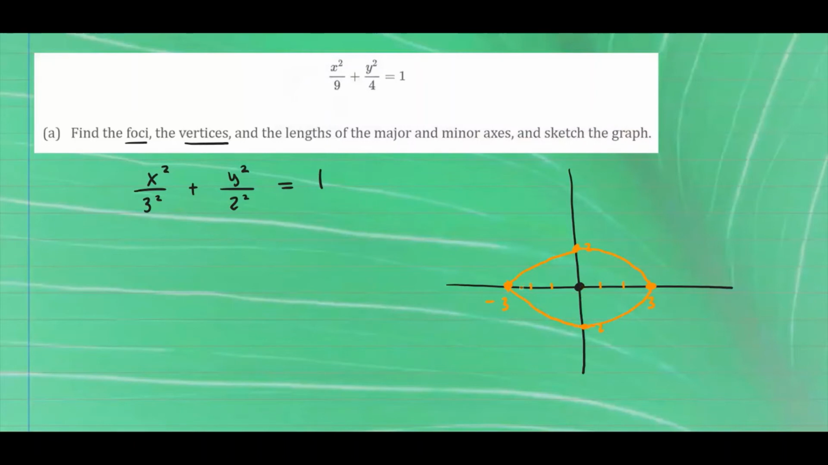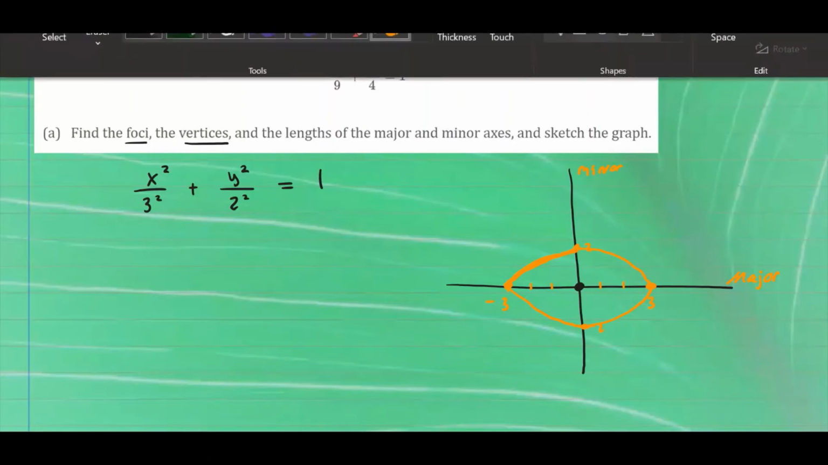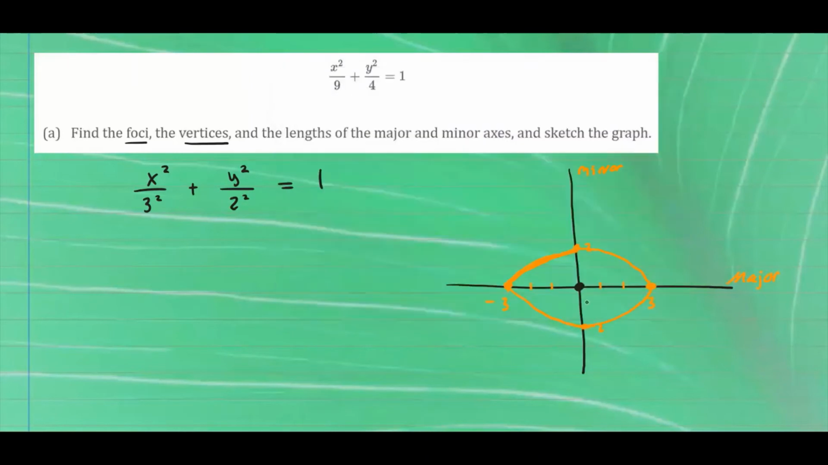So as you can see, our major axis is the one that has the longest length from the center. So that will be the x-axis. So this is the major axis. And then this is our minor axis. Now, we found the vertices. So the vertices are the highest point and the lowest point. So the vertices are, it's along the x-axis, so it's plus and minus 3, 0.